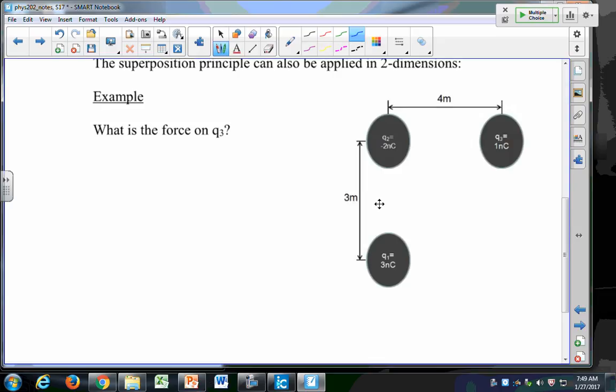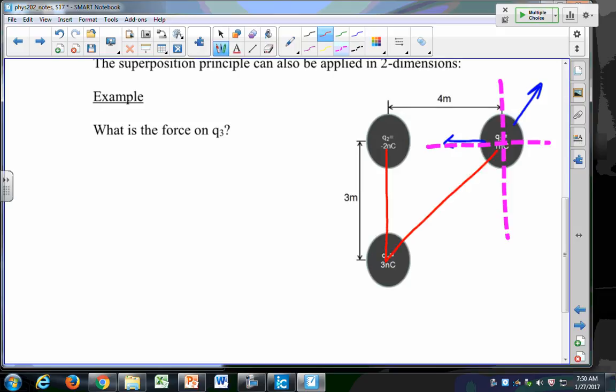I have 2 forces acting on it. One is in this direction and one is in this direction. I just know that because of the relative signs of the charges. I have one attractive force and one repulsive force. I want to draw my coordinate system. It looks like that. I want to go ahead and figure out my angles.